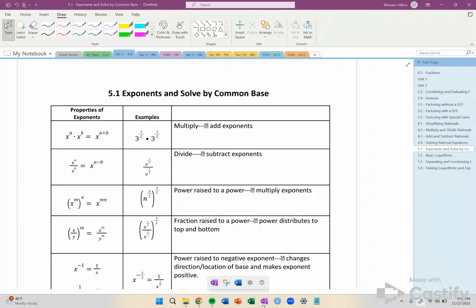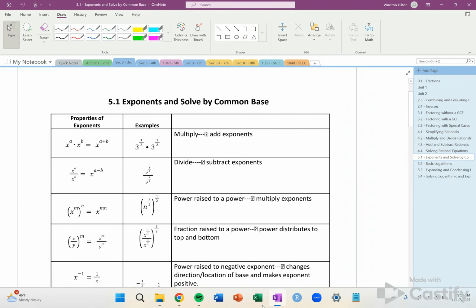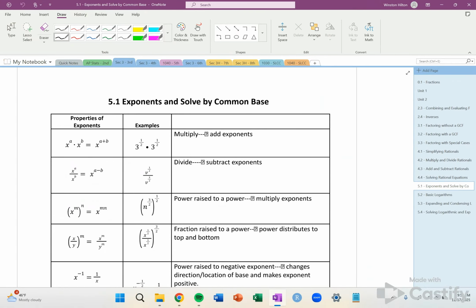All right, today we are going to be going over section 5.1, exponent properties and how to solve equations by getting a common base. So let's begin by reviewing real quick the exponent properties you should have learned previously.